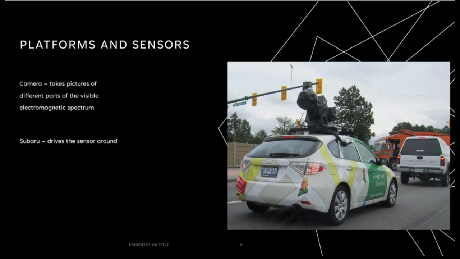That previous definition used the words platform and sensors, which are key attributes of remote sensing. Here's an example of a Google car driving around with a Google camera taking pictures. And so the camera in this case is the sensor. So it takes pictures of different parts of the visible electromagnetic spectrum, which we will talk about later. And then the platform in this example is the thing upon which the sensor is mounted. So it's the Subaru, the car. The platform in this example is the Google car.